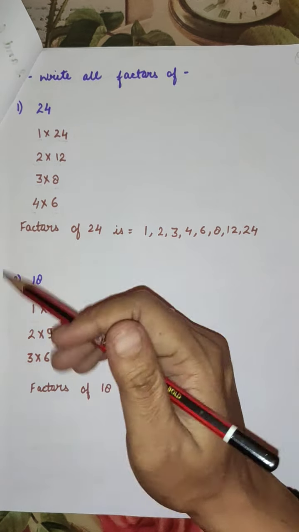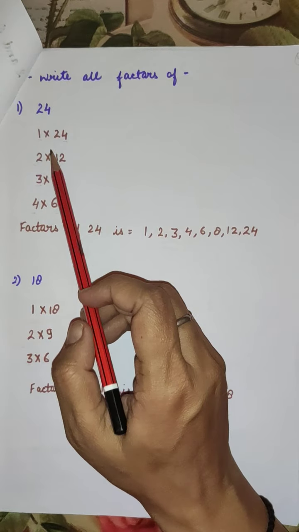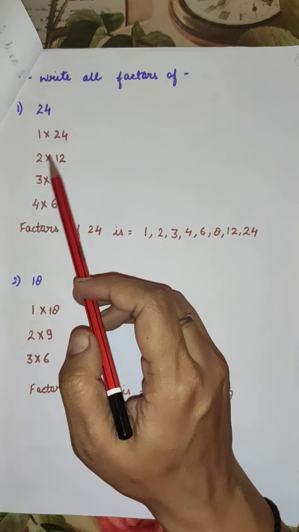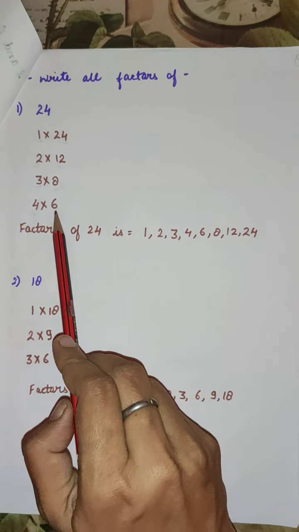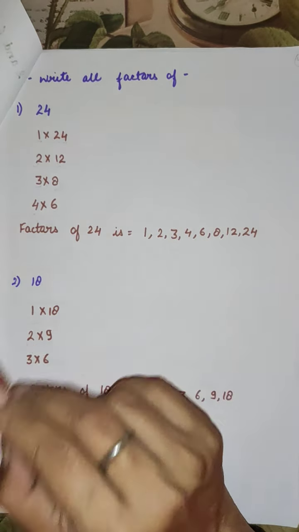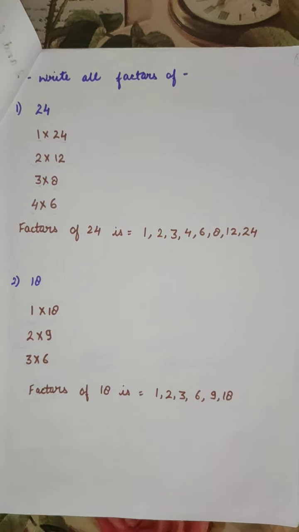So we will not just repeat it again. So here are the factors. Factors of 24 will be 1, 2, 3, 4, 6, 8, 12 and 24. These are the factors. According to that, we have done some more questions also.